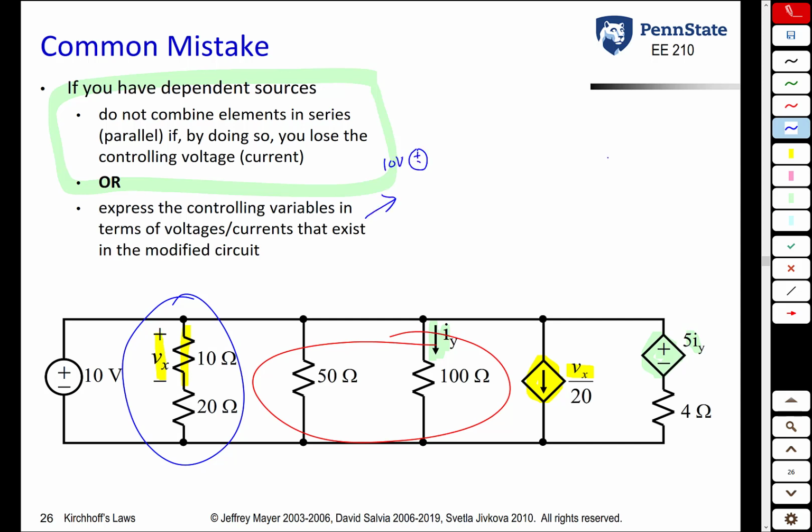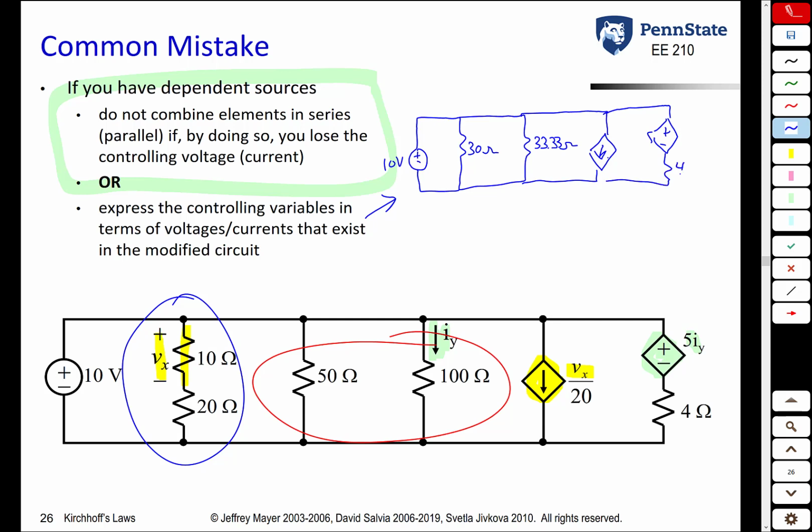So we still have our 10 volt source. The 10 ohm and 20 ohm resistor combined in series give us 30 ohm. The 50 ohm and 100 ohm resistor combined in parallel give us 100 over 3 or 33.33 ohms. We still have our voltage-controlled current source. I'm not going to give it a value yet. You'll see why in a minute. We still have our current-controlled voltage source, and then this 4 ohm resistor.